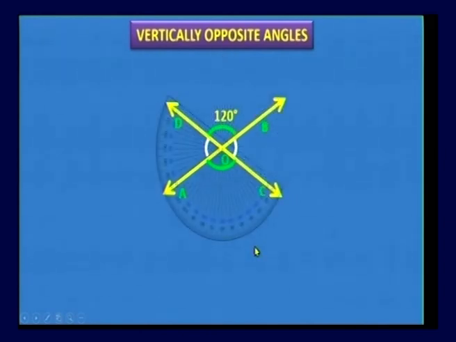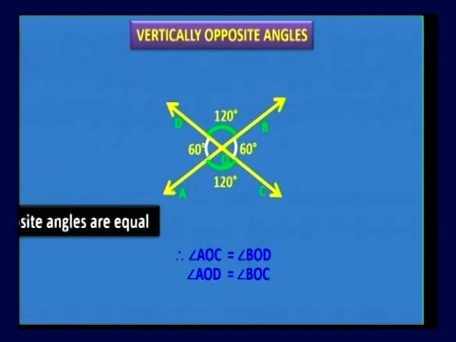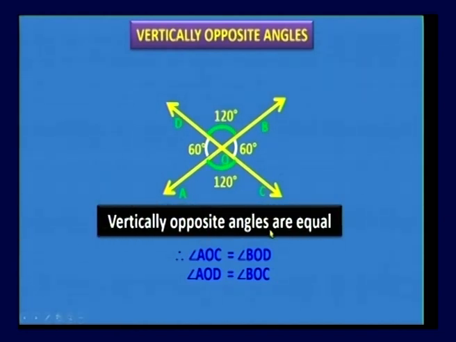On measuring, you see that angle DOB is 120 degrees. Now let's measure angle AOC. Again, if you notice, this angle is also equal to 120 degrees. Similarly, on measuring angles AOD and BOC, you notice that both are equal to 60 degrees. So hence children, what can you write? Angle AOC and angle BOD both are equal, and also angle AOD and angle BOC are equal. Hence, we conclude that vertically opposite angles are always equal.